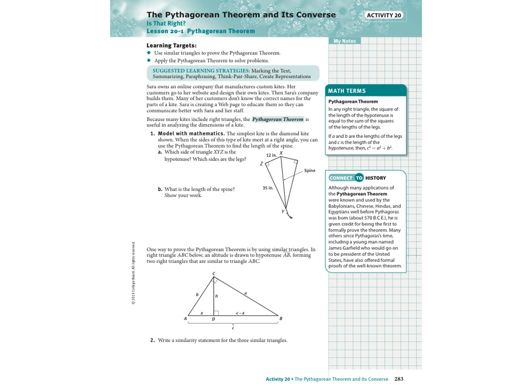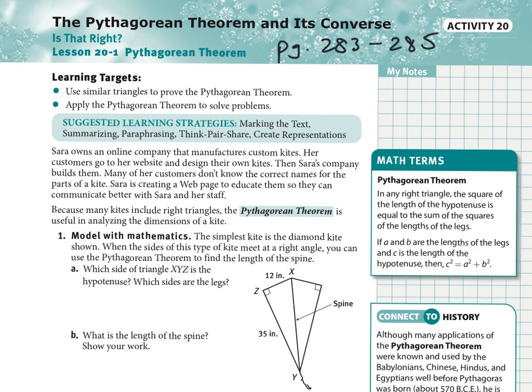We're going to go ahead and start pulling out pages 283 through 285. Our first learning target for today is we are going to use similar triangles to prove the Pythagorean theorem. And the second one is we are going to apply the Pythagorean theorem to solve problems.